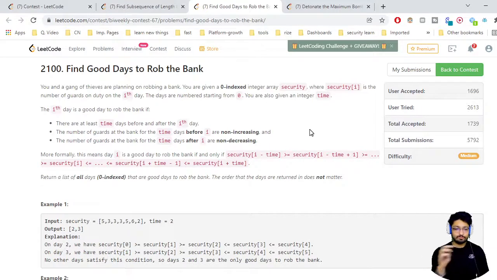If all of those conditions are met, then only can you say it's a good day to rob, and then you have to return all the days that are good for robbery. So first go through the problem statement, which I think is clear now, and then go over some of the examples to make it clearer.